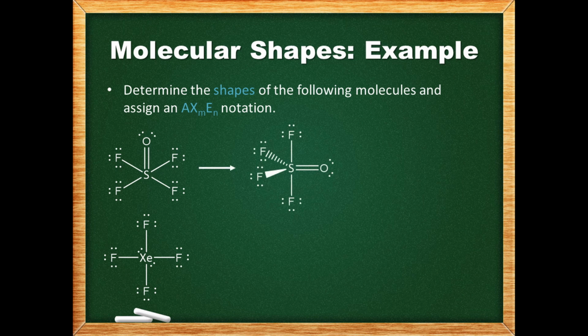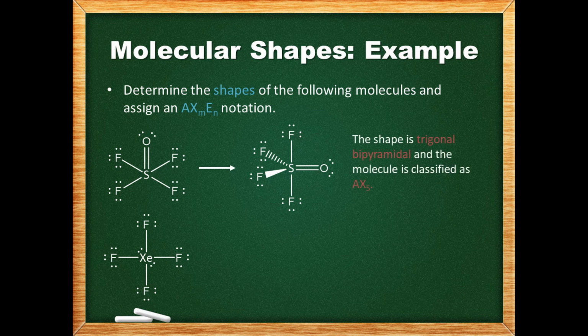We've redrawn the molecule here with oxygen in the equatorial position, since the double bond exerts the strongest repulsive forces and wants to be as far away as possible from the other electron groups. Also, we've included more perspective by using the dashed and wedged lines for the other atoms in the equatorial positions. There are 5 electron groups around the central atom and none are lone pairs, so the shape is trigonal bipyramidal and the molecule is classified as AX5.